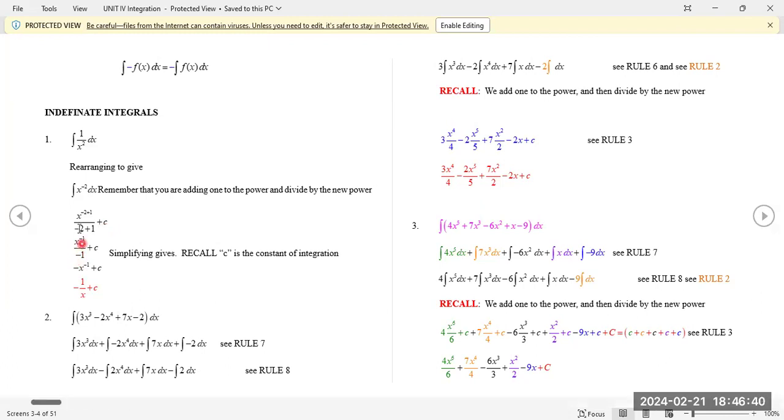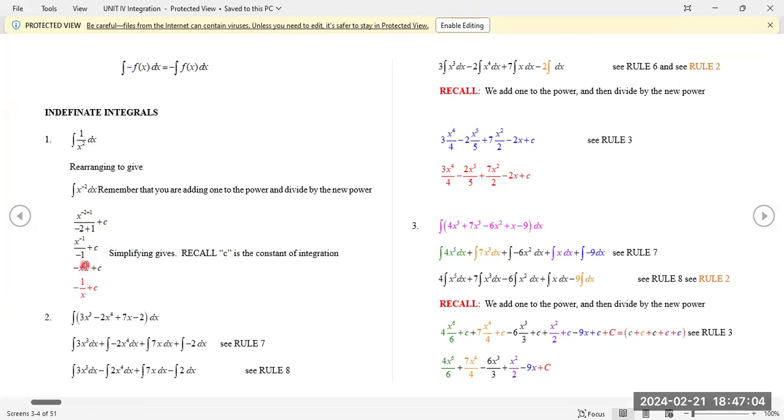Now, I'm adding 1 to the power. Negative 2 plus 1 is going to be negative 1. See here? I have x to the negative 1, and whatever power is up here is going to be the same power down here. And then we have my plus c. Now this is going to become negative x to the negative 1 plus c. Remember, c is a constant.